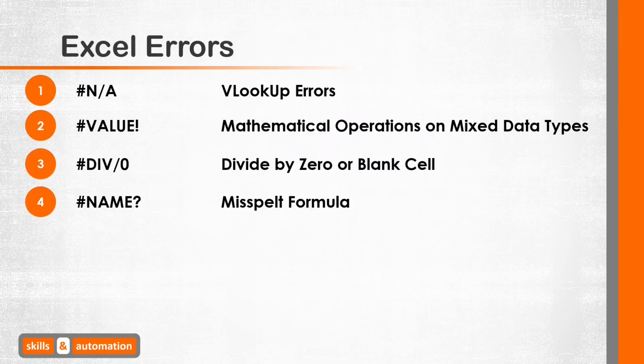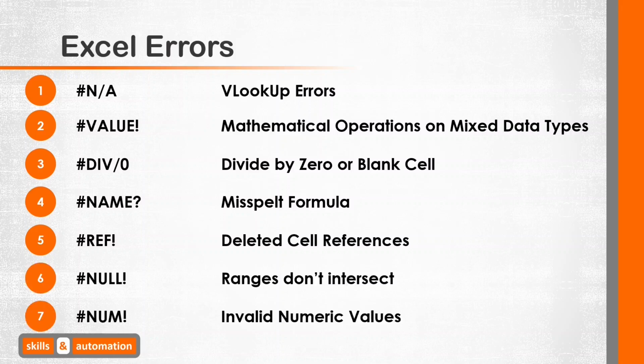And #NAME occurs when you have misspelled the name of a function or maybe even a range in your formula. For #REF, suppose you have a VLOOKUP against data in a column and you delete that column, then you'll see this #REF error. #NULL and #NUM are less common. #NULL would be due to an invalid intersection of cells, while #NUM occurs when a formula contains invalid numeric values.